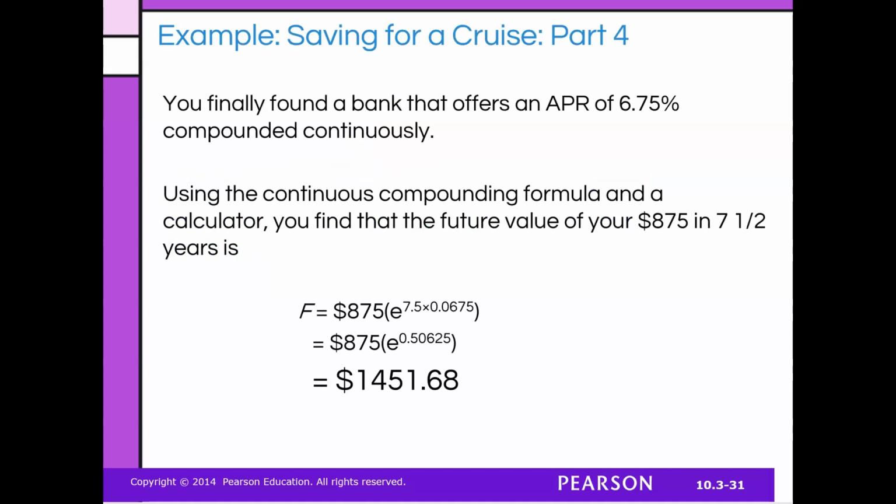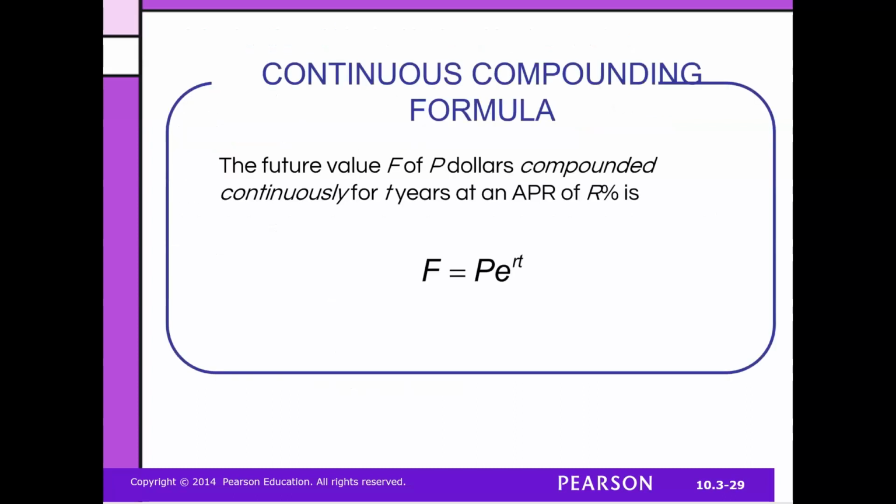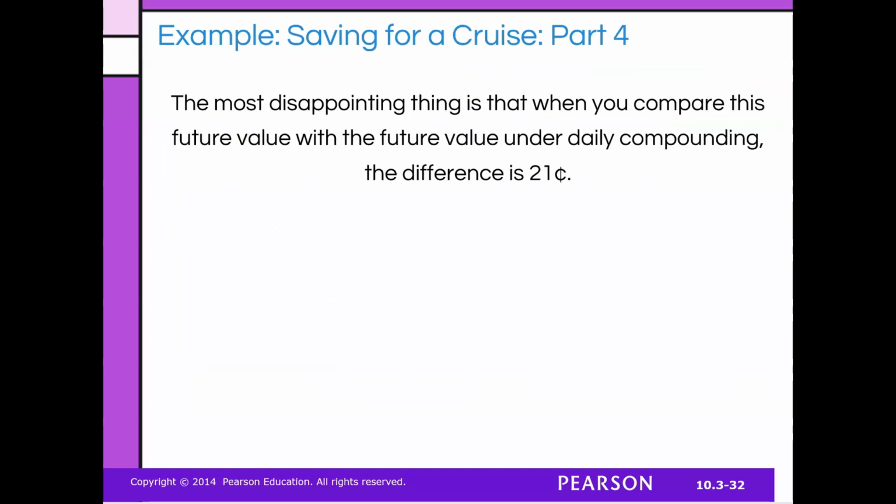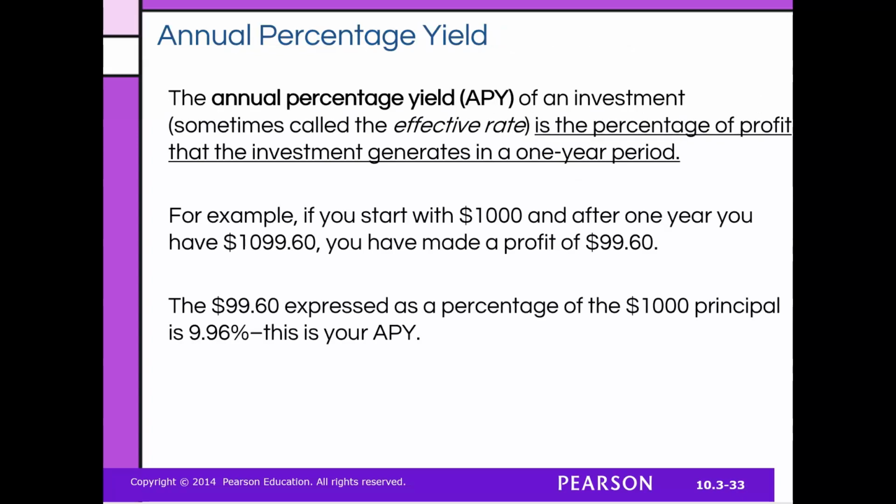Okay, so now we're still trying to save for that cruise. We found a bank. It offered an APR of 6.75%, but now it's being compounded continuously. So we're going to use that continuous compounding formula. We have the P, the E is a set number that's in our calculator, and the R and the T. Using that continuous formula, we see that we're pretty close to that 365. The most disappointing thing is that when you compare this with the future value, the difference is only 21 cents.